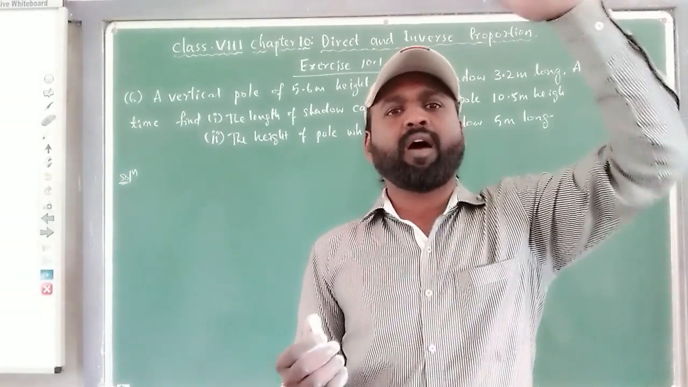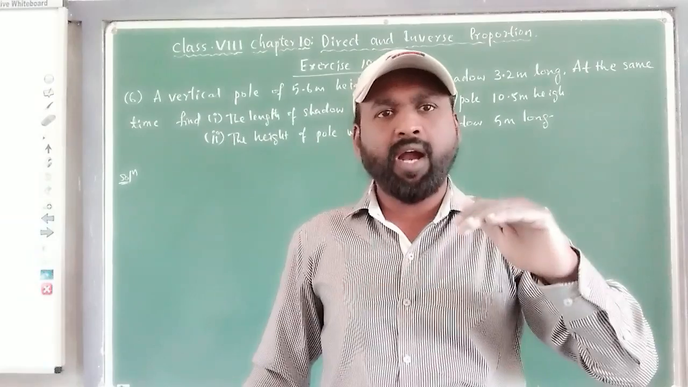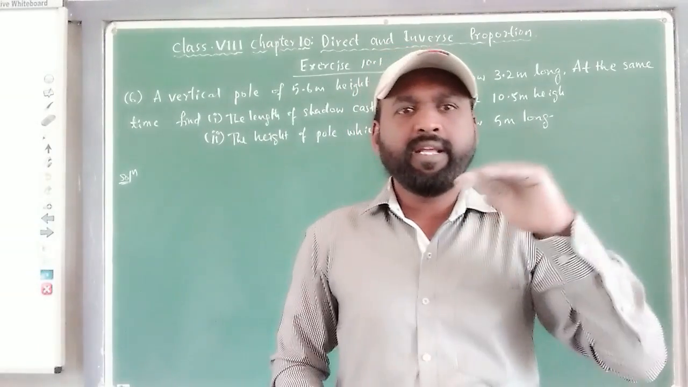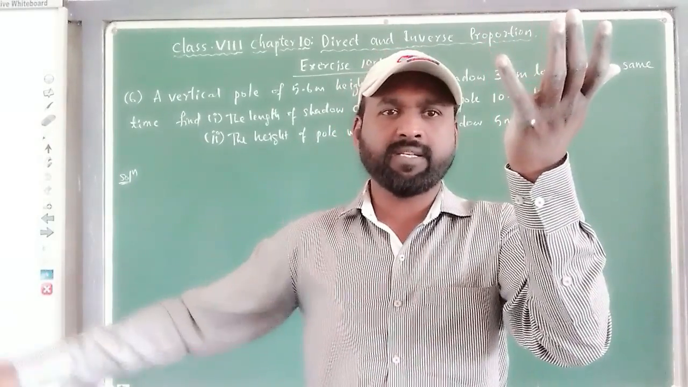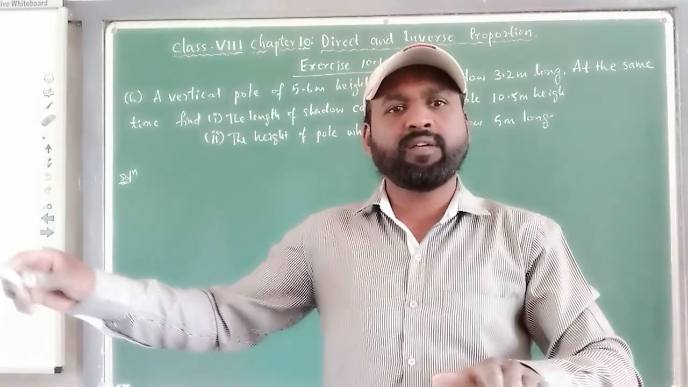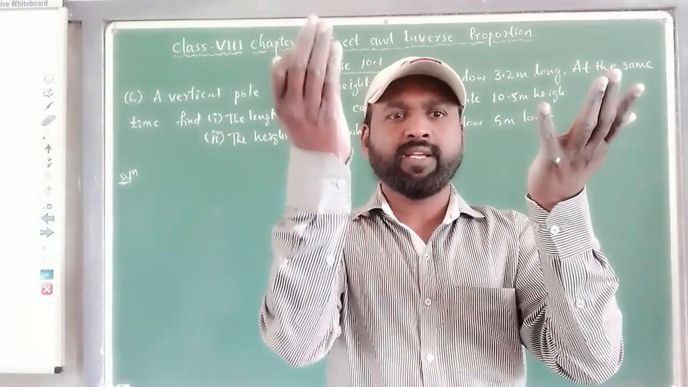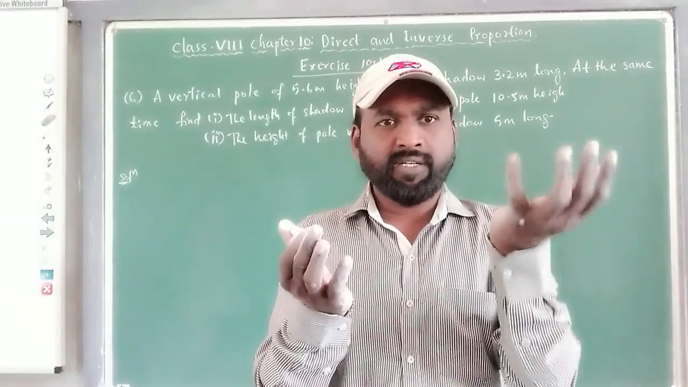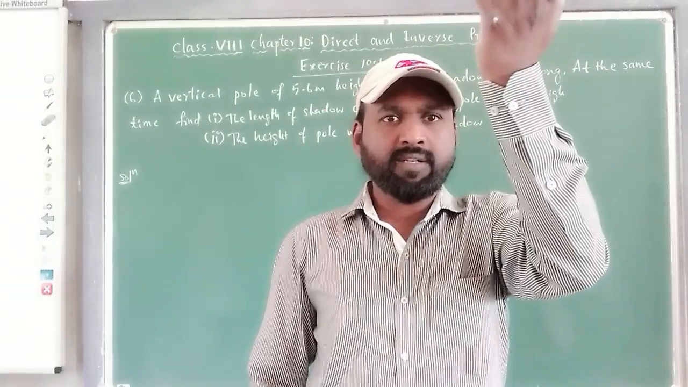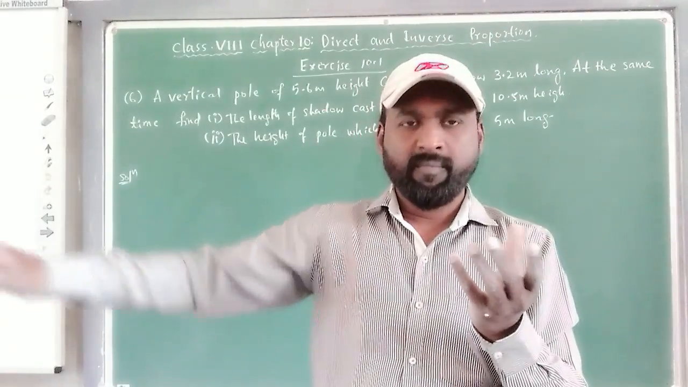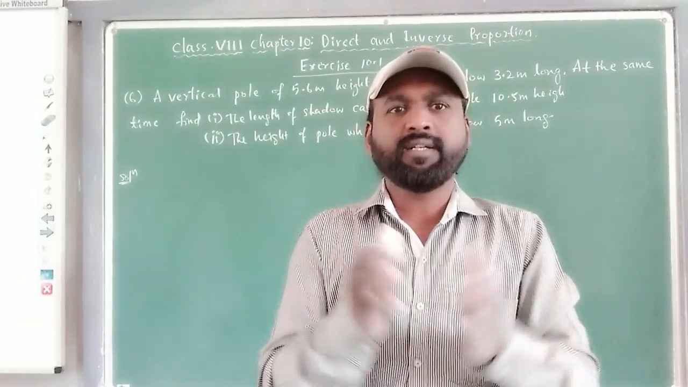If the pole is taller, the length of the shadow will be long. If the pole is short, the length of the shadow will decrease. That means if you increase the height of the pole, the length of the shadow also increases. If you decrease the height of the pole, the length of the shadow also decreases. That means if one quantity is increasing, the other quantity is also increasing. What are the two quantities here? The first quantity is the height of the pole, the second quantity is the length of the shadow. So both are in direct proportion.